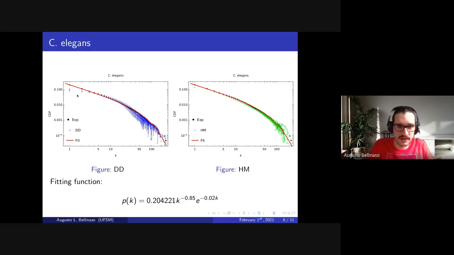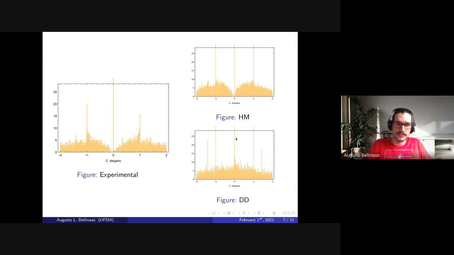And the blue dots are the topology for the networks generated by the duplication divergence model, with error bars from 10 realizations of the network. On the other image is the topology for the network generated by the hybrid model that we are proposing. Although we need some adjustment, it has a better fit compared to the duplication divergence in the topology. And for the eigenvalue spectrum, this is the experimental one.